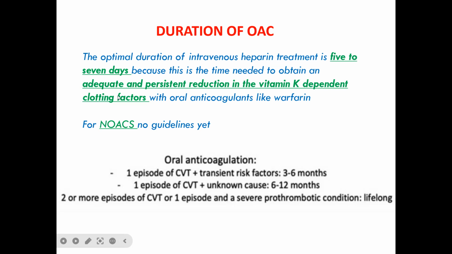So what is the duration of the anticoagulant? If a patient has CVT and is diagnosed to have a transient risk factor like ENT site infections, trauma, head injury, or dehydration, these are transient risk factors. In this setting, you can give only up to 3 to 6 months and you can stop it. In a case of unknown cause, even after extensive evaluation, where you are not able to find the cause for CVT, you can give up to 12 months, 6 to 12 months.